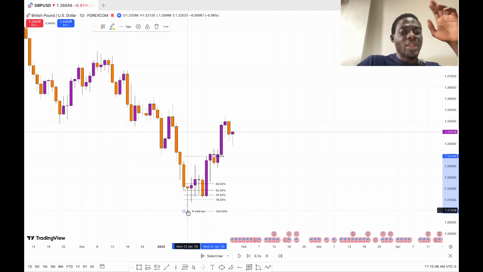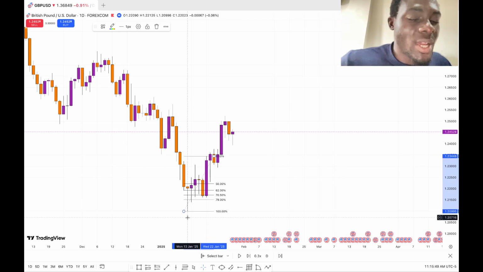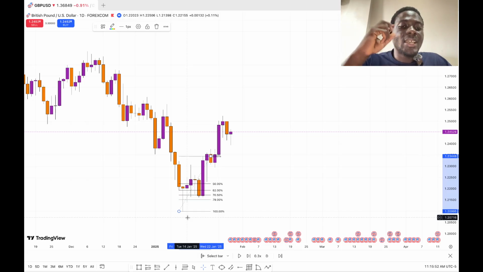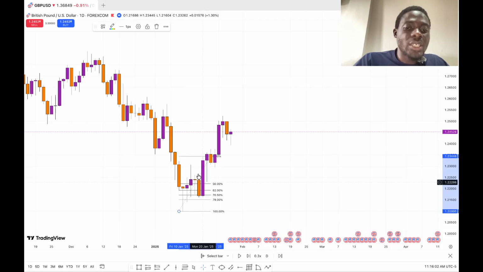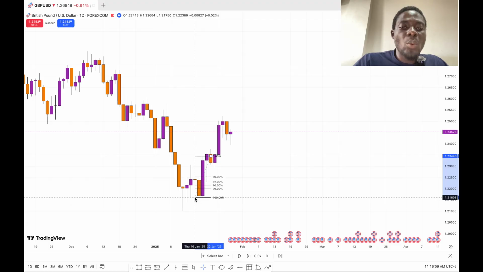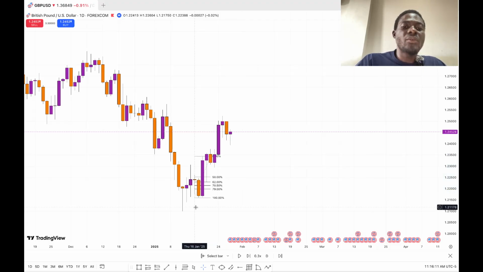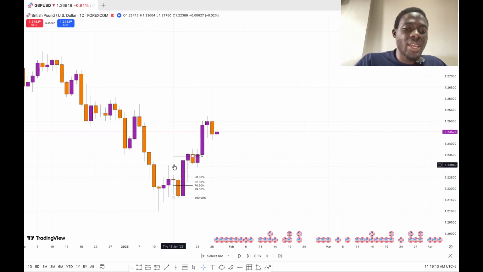I've already explained IPDA to you, where I told you market first consolidates, it expands, it retraces, and then it either continues the expansion or reverses. You understand? So we've seen this consolidation right here, and then we've seen a price move sharply away from this consolidation, and it breaks above the high.